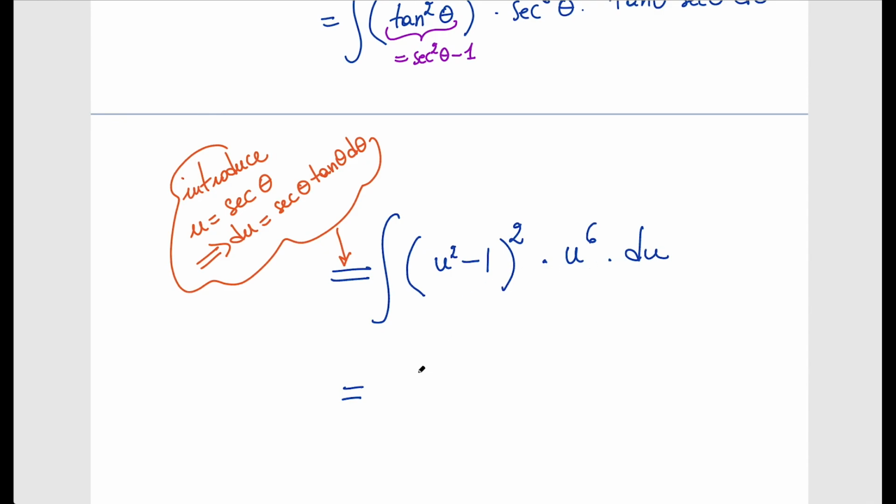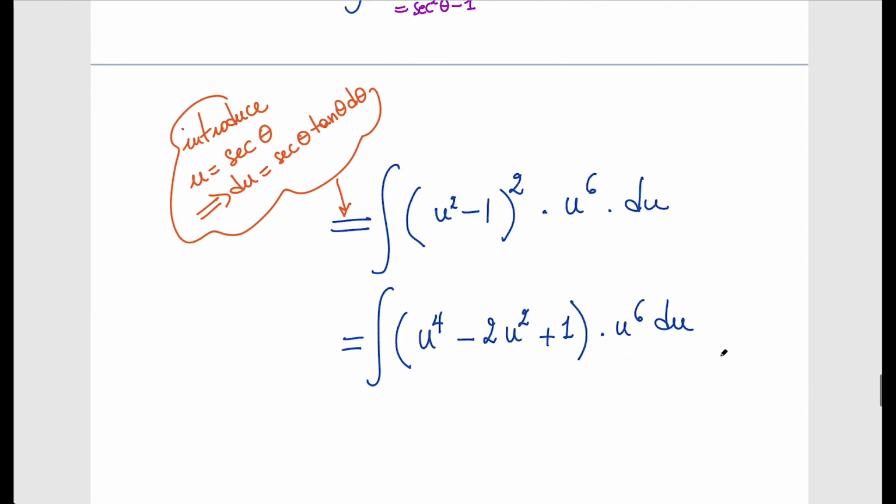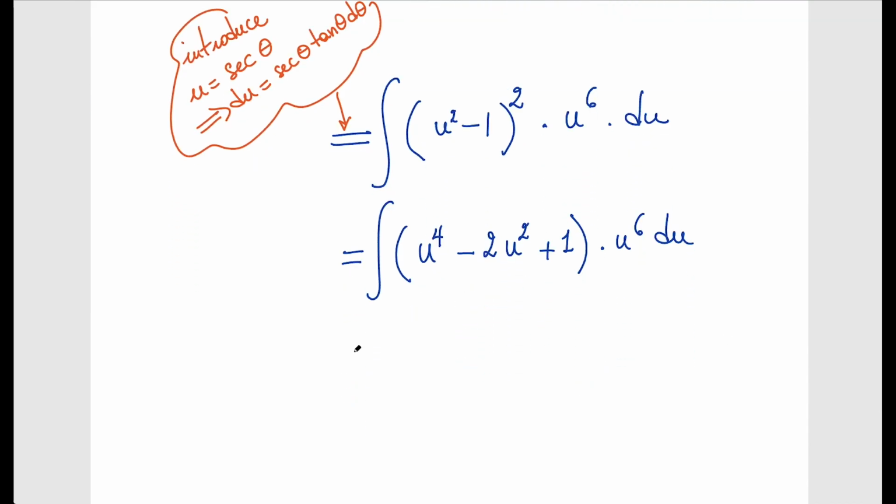So now we're integrating a polynomial as promised. Let's do it. So squaring a difference, once again, this is the square of the first, so u to power 4 minus twice the product, so 2 times u squared, plus 1 squared is 1, times u to power 6 du. Okay, and this is simply the primitive of, now we're gonna distribute the multiplication over subtraction and addition. We're gonna get u to power 4 times u to power 6 is u to power 10, minus 2 times u to power 2 times u to power 6 is u to power 8, plus u to power 6 du.